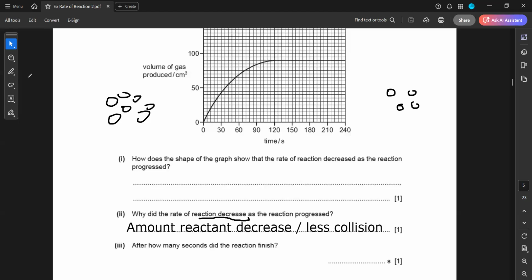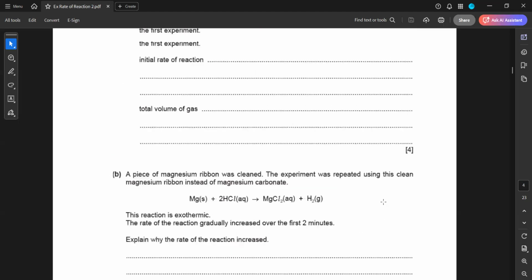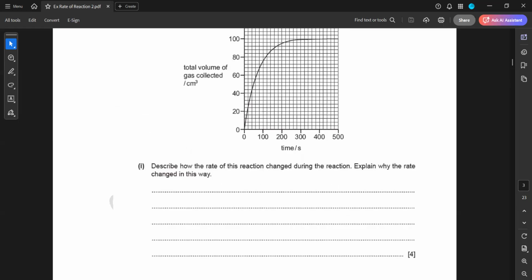Yes, sure. What if the same question is of 3 or 4 marks? Then what would be the answer? Yes, the same question of 3 or 4 marks, like we did in question 2. If you see this part, this was 4 marks, and they said describe how the rate of a reaction changes during this reaction. So we have to explain this whole graph.